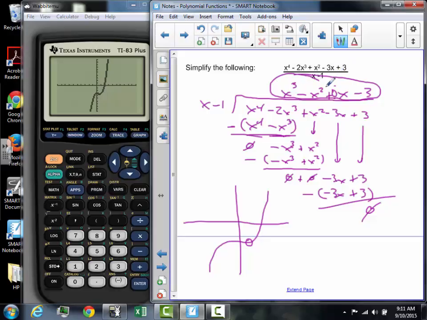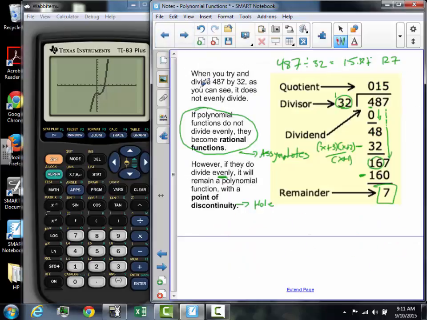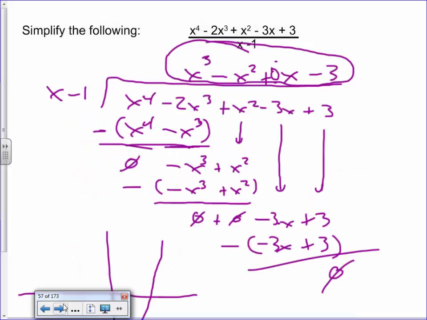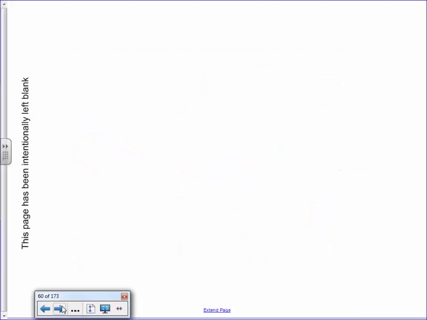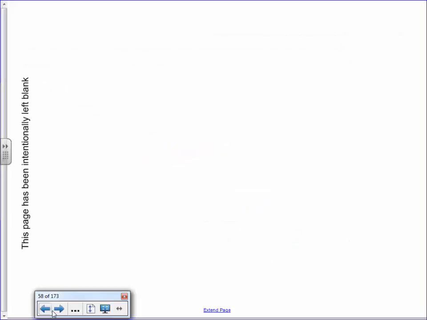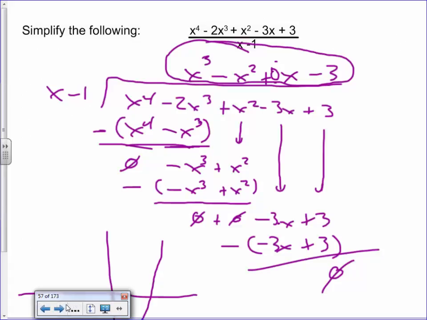Does that make sense? In terms of terminology, way back here I highlighted a slide. If polynomials do not divide evenly, they become rational functions. But this is what we just had here. If they do divide evenly, it'll remain a polynomial function, but it'll have a hole in the graph. So those two things there, they did divide evenly, that's good news, but we'd have to draw it with a hole in the graph then. Okay. So far so good?